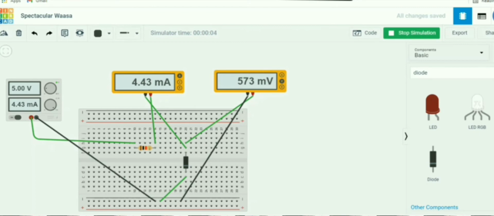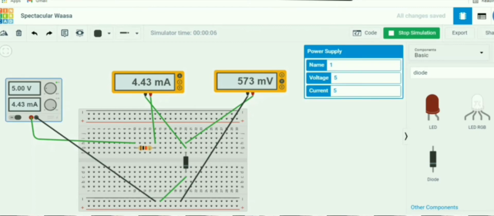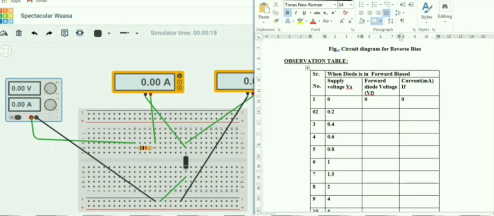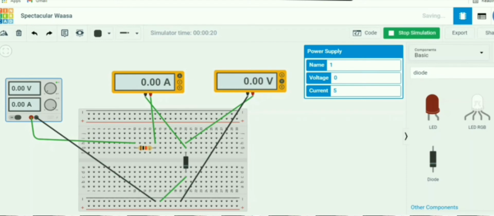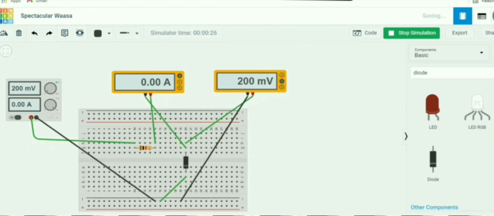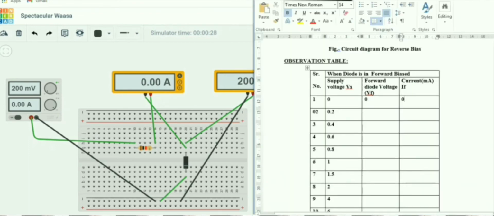Here we change the power supply voltage and note down the voltage across the diode and the ammeter current, and plot the graph between the voltmeter reading and the current. Now first take the 0 reading. For 0 voltage, current and voltage are 0. After that take 0.2 volt. For 0.2 volt, the current meter shows 0. Therefore write down 0 milliampere.